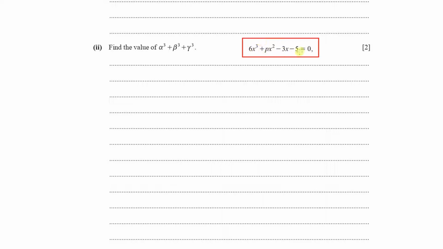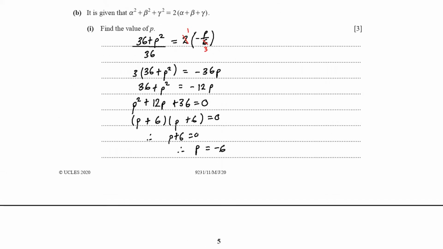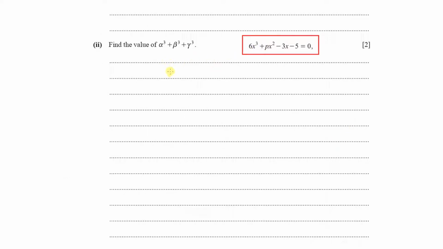Now, for this cubic equation, we had found the value of p in part B, and we got it to be minus 6. So it means the equation is 6x cubed minus 6x squared minus 3x minus 5 is equal to 0. But here I'll write it with 6x cubed as the subject: 6x cubed is equal to 6x squared plus 3x plus 5.